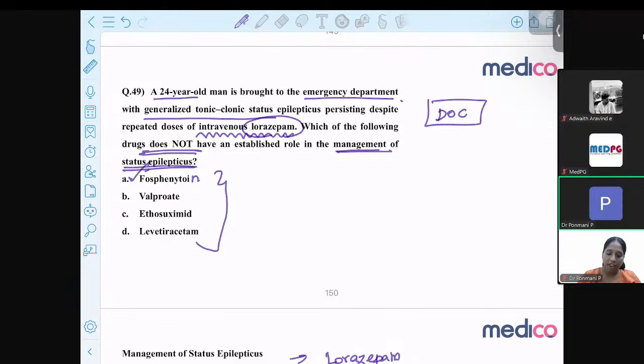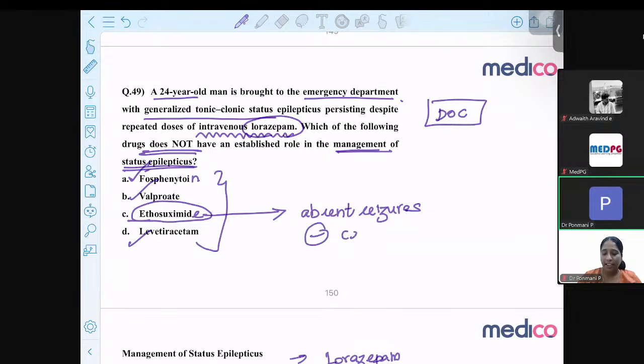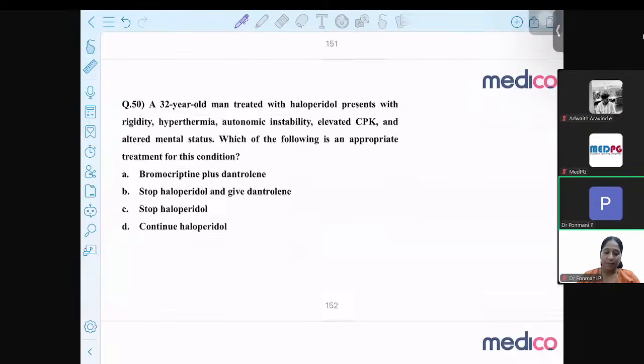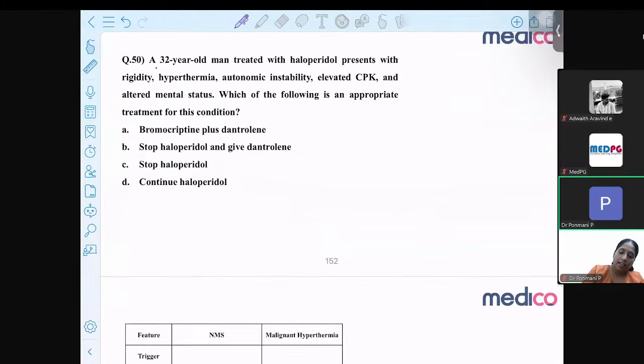As I said, fosphenytoin, valproate, and levetiracetam are given. Among the options, ethosuximide is the drug which is not given. Where is ethosuximide used? Ethosuximide is used for absence seizures. How does it work? It inhibits the calcium channels, specifically the T-type calcium channels. So this is the answer. Now going to the 50th question. A 32-year-old man is treated with haloperidol and he presents with rigidity, hyperthermia, autonomic instability, elevated CPK, and altered mental status.